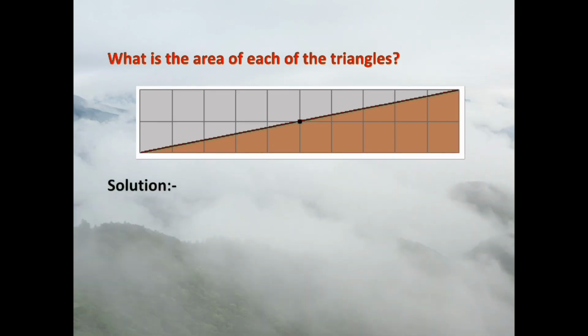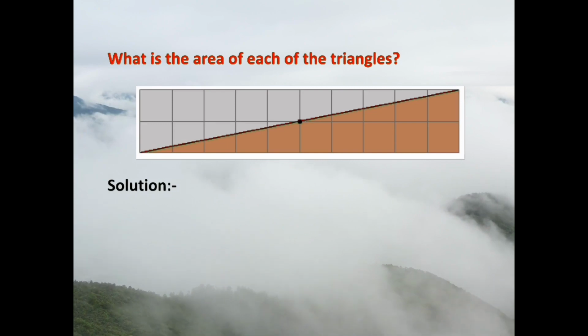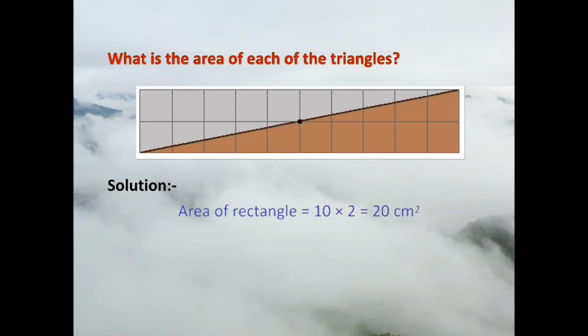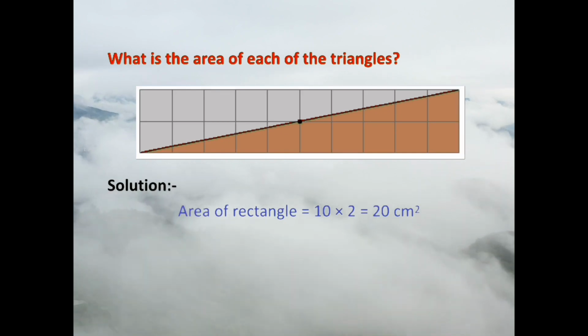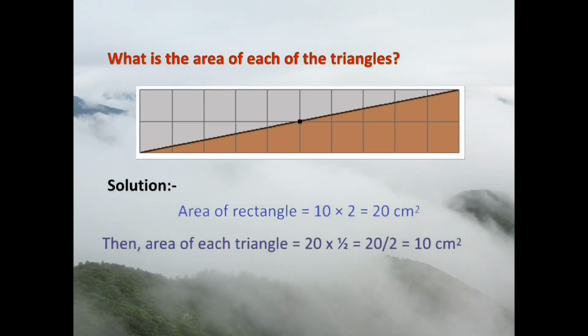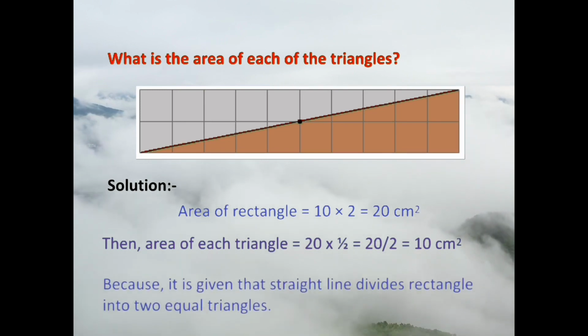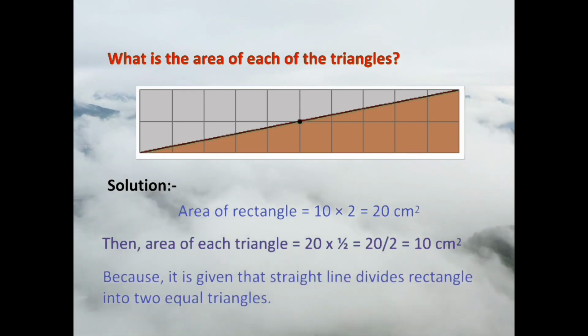Area of rectangle is equal to 10 into 2, 20 square centimeter. Then area of each triangle is equal to 20 into half, that is 10 square centimeter. Because it is given that straight line divides rectangle into 2 equal triangles.